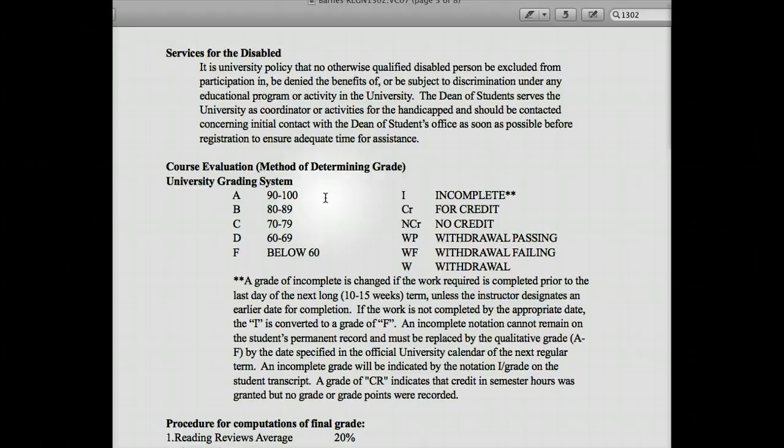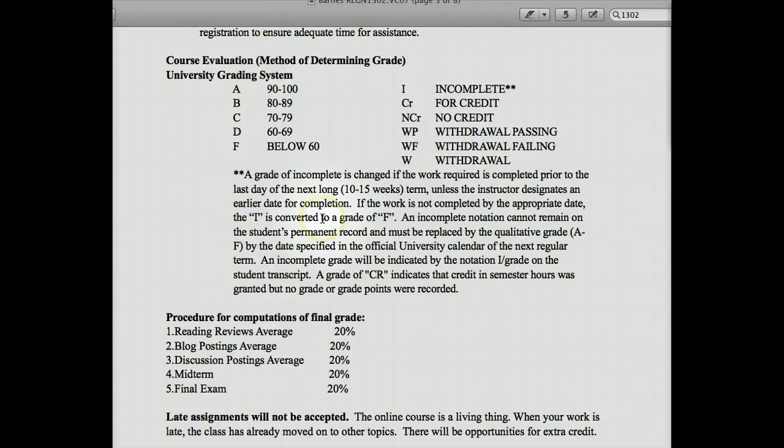Course evaluation. Of course, 90 to 100 is an A, and then so on and so forth. That's not news to anybody. And then the incomplete and credit and no credit. Now, this gets hairy if you want to drop the course late in the semester. I don't have anything to do with anything on the right side of this, the I, CR, and all that stuff. That's given by the administration at Wayland. So I don't have any control over it.